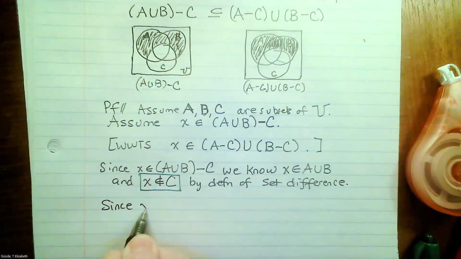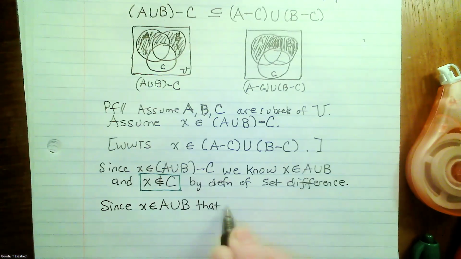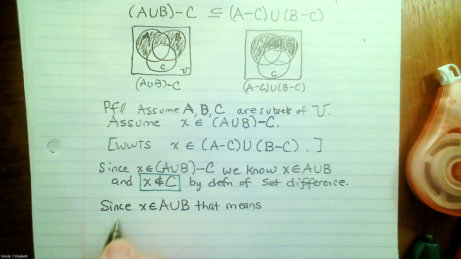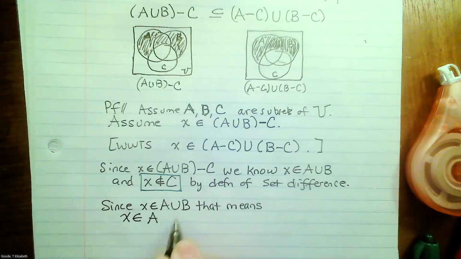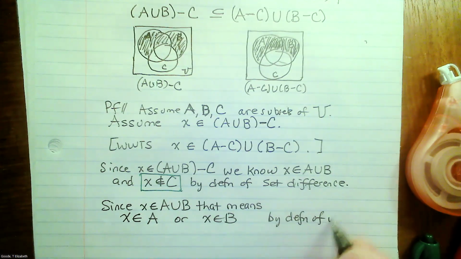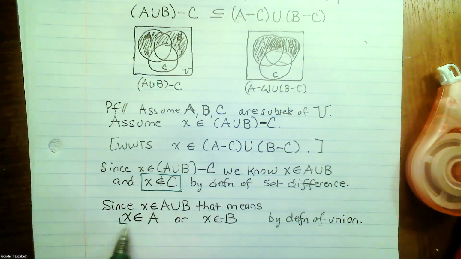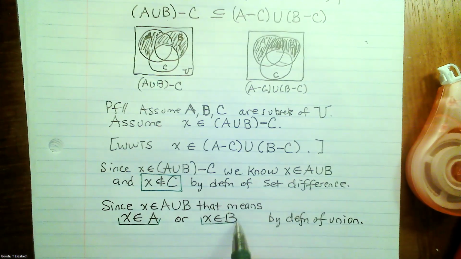Since X is in A union B, that means what, folks? What does a union operator mean? X is in A or X is in B, by definition of union. And this is an or statement. These are atomic statements, but we don't know which one we've got.